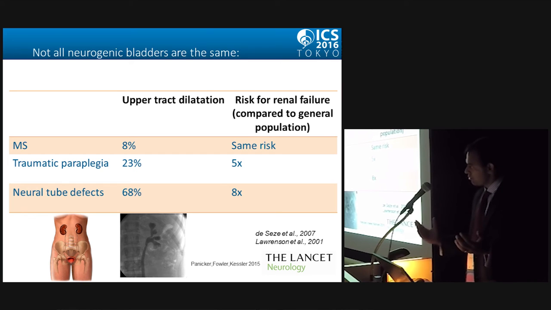Perhaps it could be because there's time for compensation. It could be because MS affects women more, so that incontinence occurs much earlier on, and therefore the pressures are dissipated. But for reasons we don't fully understand, there's clearly a dichotomy, and there's a difference in risk between certain neurological conditions. And this must be borne in mind when deciding whether urodynamics is appropriate.